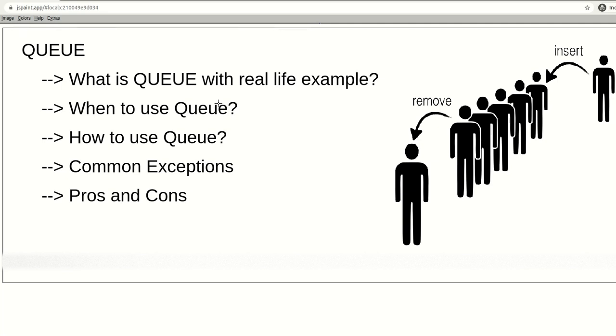Suppose you have a file and the first job is a file watcher job. It just checks whether the file is present or not. After that, another job is to process the file. Another job is to delete the file. So all these jobs are in queue.